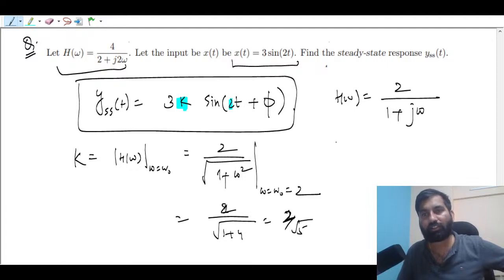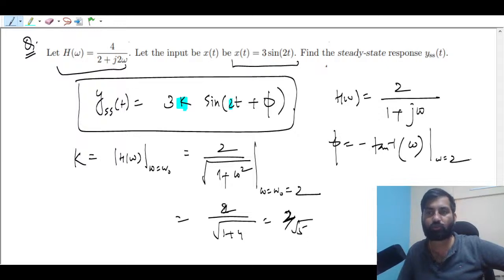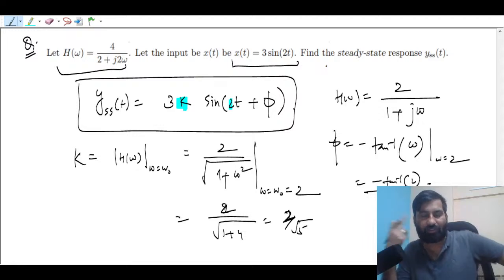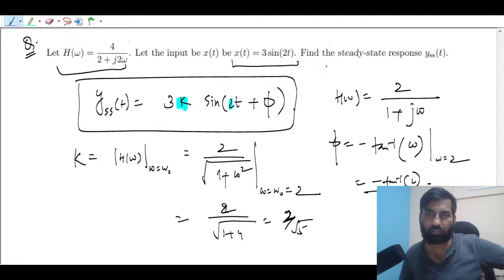Now you have to find the phase. Phase is going to be minus tan inverse, because the denominator goes up, so minus tan inverse of the imaginary part, omega, at omega equal to 2. So tan inverse 2. You don't know the value, it's fine. I mean, if you know the value, I mean, I think 1 minute. Let me check it out.